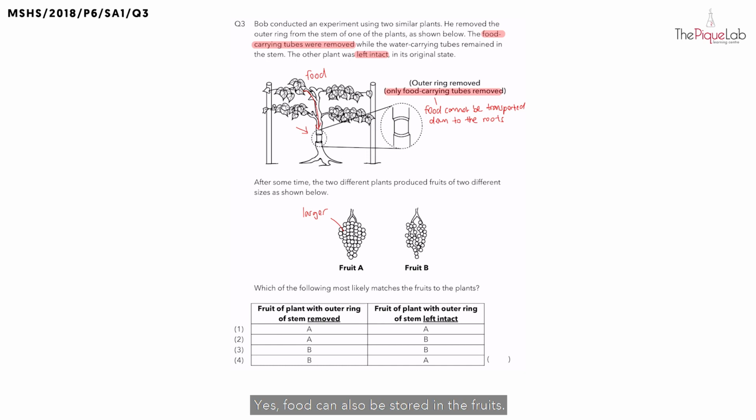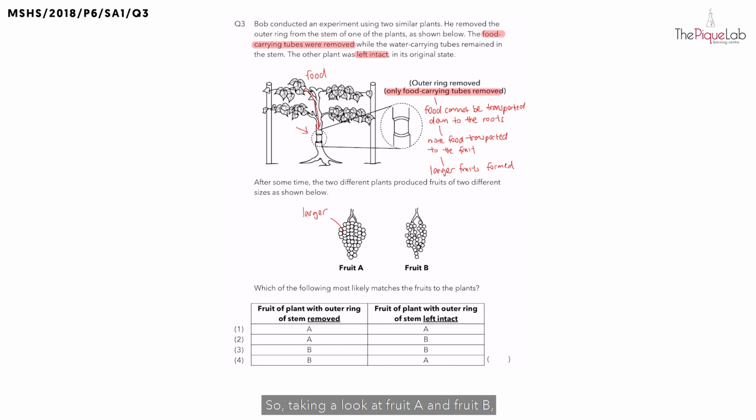Yes, food can also be stored in the fruits. So, all of that food that was meant for the roots is now going to be transported to the fruits instead. So, let's write down: there is more food transported to the fruit of the plant. So if there is going to be more food transported to the fruit, what would happen to the size of the fruits formed? Would they be larger or smaller in size? Yes, they would be larger in size. So we can write that there are larger fruits formed.